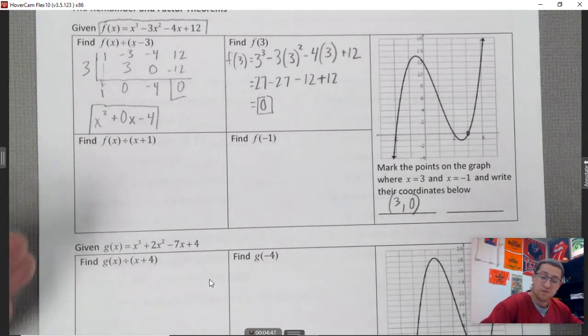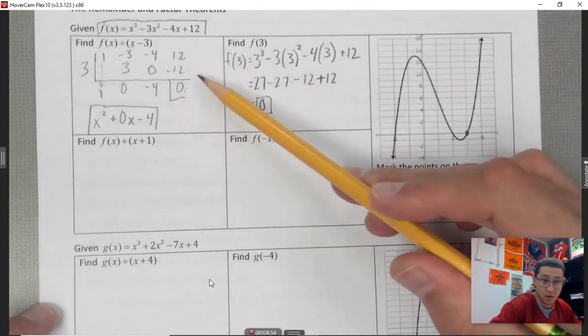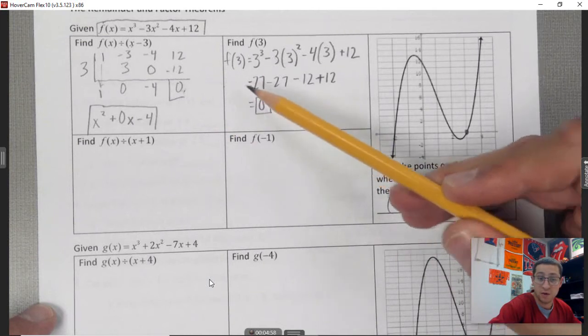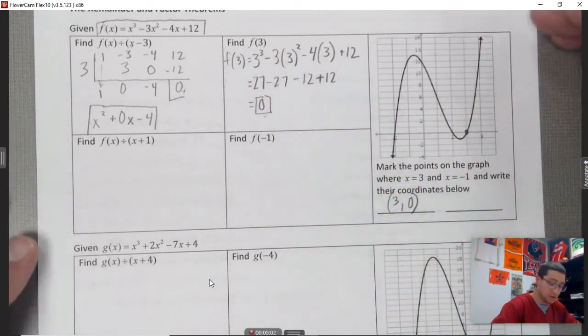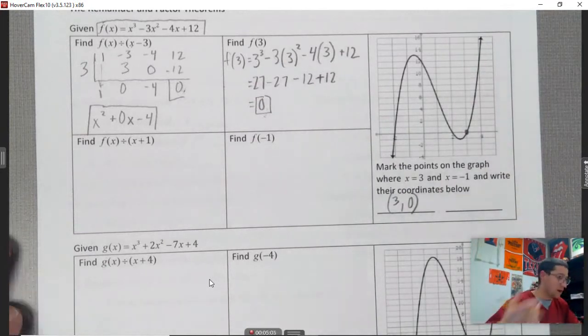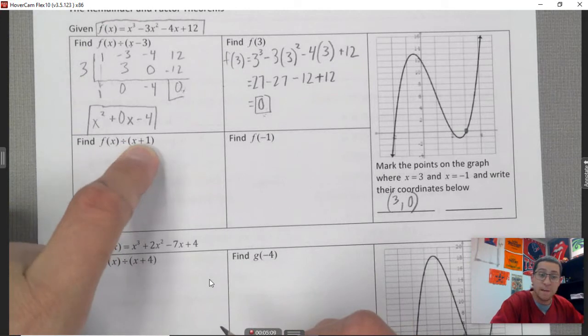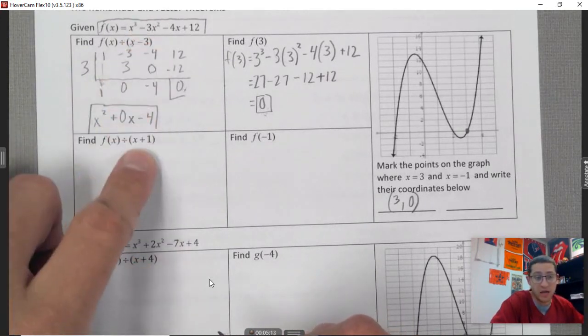We're trying to find a pattern here and see what's going on. You notice that the remainder was 0 here, and then when I input 3, I also got out 0. Let's keep that in the back of our mind as we continue forward. We've got f of x divided by x plus 1. Same function, and we're dividing by x plus 1.